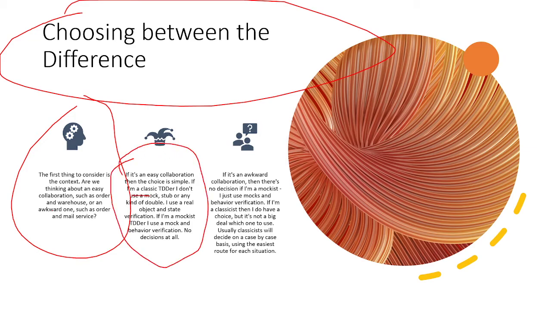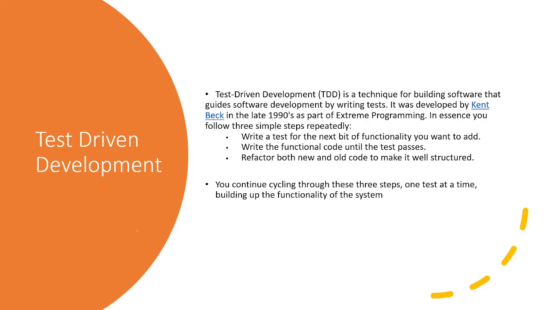Some people say, well, here Martin Fowler says, I am a classicist, right? But me personally, I don't know what I am yet. But so far, from what this expert says, he is a classicist. And if it's awkward collaboration, then there's no decision. Then you've got to be a mockist.